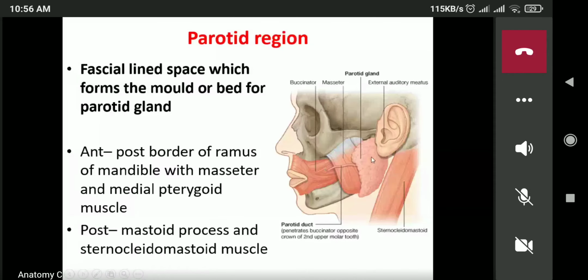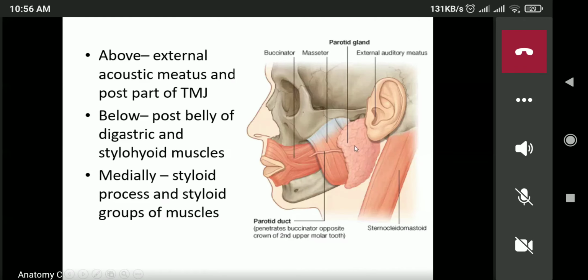So here we can see the anterior boundary, the posterior border of the ramus of the mandible, and the masseter and the medial pterygoid. Posterior boundary, the mastoid process and the sternocleidomastoid muscle. Upper boundary, by the posterior part of the temporomandibular joint and the external acoustic meatus, and the lower boundary is by the posterior belly of the digastric muscle and the stylohyoid, and medially it is in relation to the styloid process and the styloid group of muscles. So these are the structures which form the boundary of the parotid region.